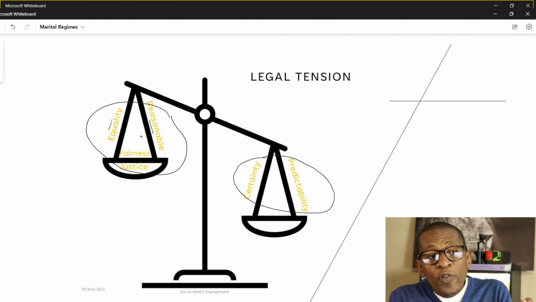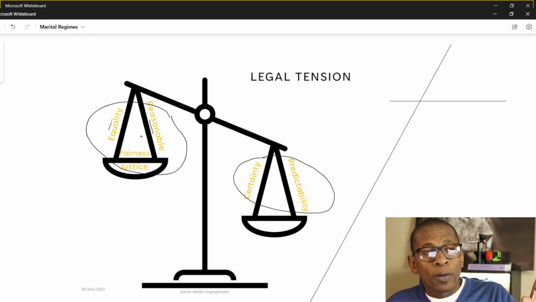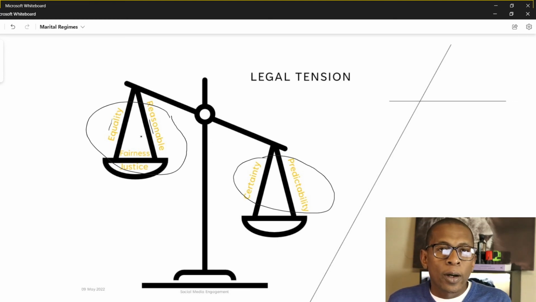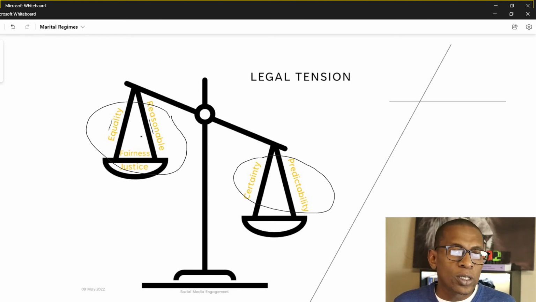Now, if you weigh these two, you see that the court basically took the view that issues of equality, reasonableness, fairness, justice, and the constitution far outweigh trying to make sure that there is certainty and predictability when dealing with certain parties. And there are many examples of this in other spheres as well. It's not just marital regimes, but the courts will not, if it breaks the constitution, hold parties to that contractual obligation, and it's good that they intervene.